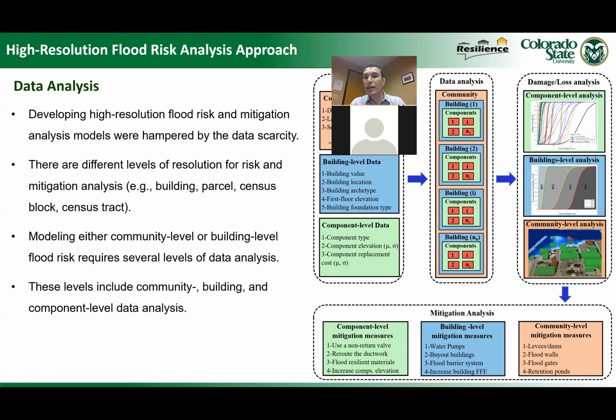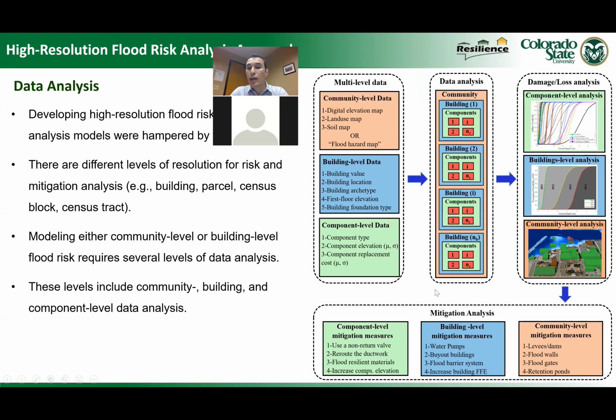We can say that the building got damage state 1, which is minor or low damage, or damage state 2, which is medium, damage state 3, which is extensive, or damage state 4, which is complete damage. Afterwards, we propagate our method to be used at the community level so we can account for the whole damage for any community. So this resolution enables us to do mitigation analysis at different levels.